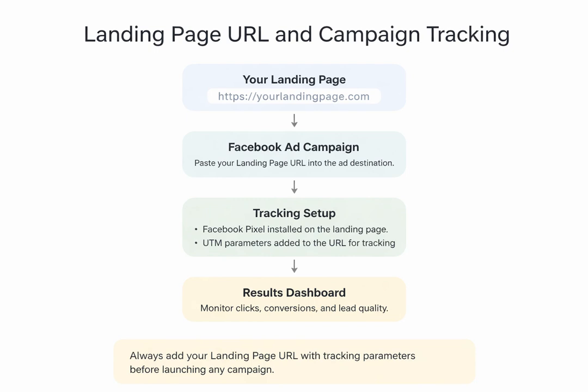You also want to add tracking parameters to your URL. These are small tags added to the end of your link that tell you exactly where your traffic is coming from. This is how you know which specific ad, which audience, or which campaign is actually driving results. Build the page, install the pixel, add tracking to the URL, and then you're ready to launch. Without tracking, you're flying blind.